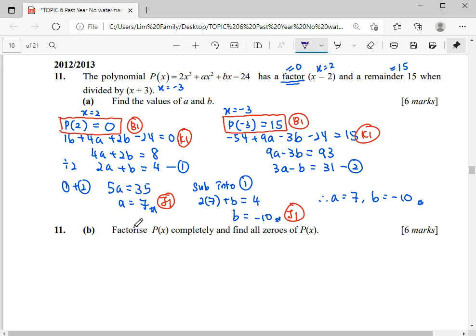Okay, we continue with part B: factorize our polynomial completely and hence find its zeros. When we want to factorize the polynomial completely, we divide our polynomial by our factor. Our factor here is x minus 2. When we divide by our factor, we can get the other factors. You can see this is a cubic polynomial, which means normally you will have 3 linear factors.